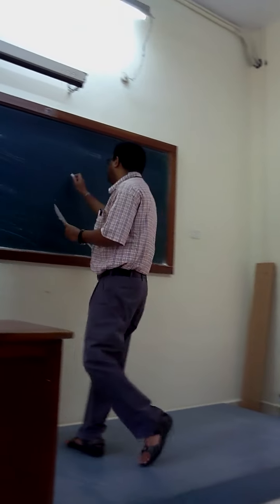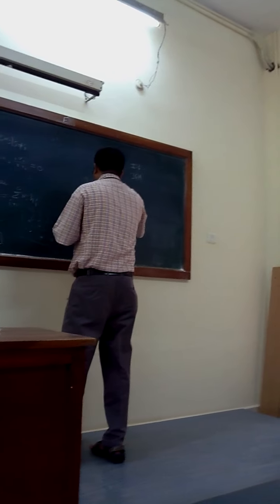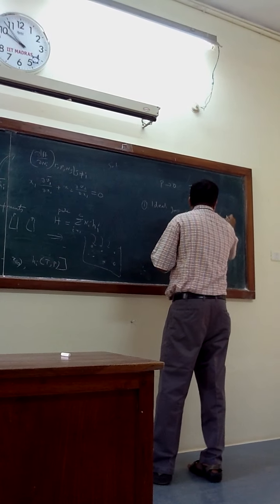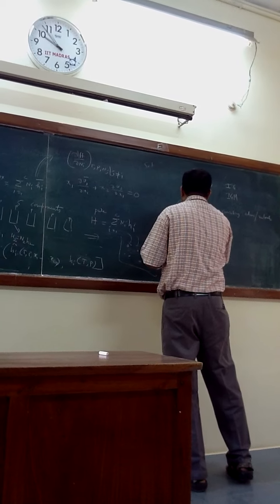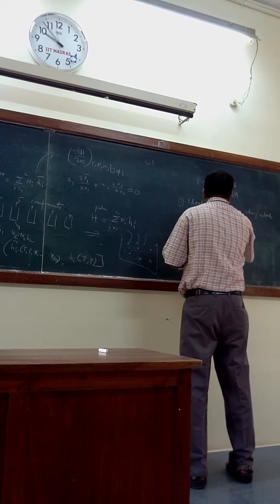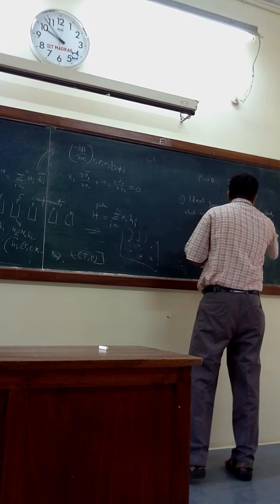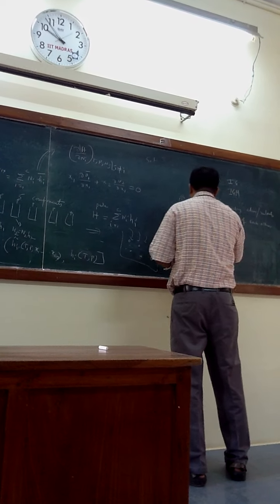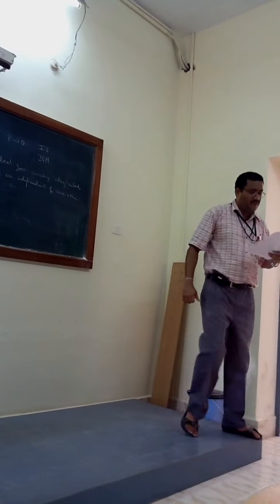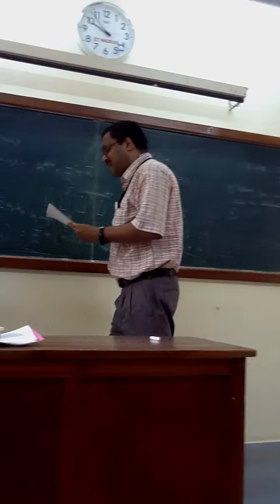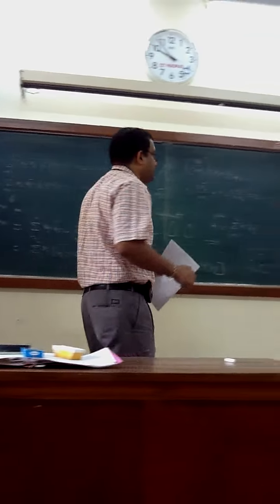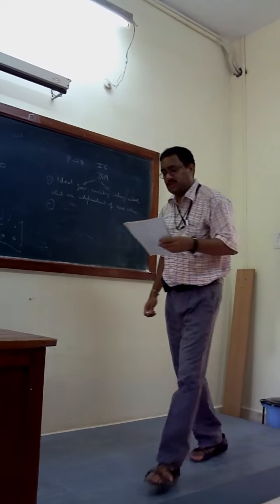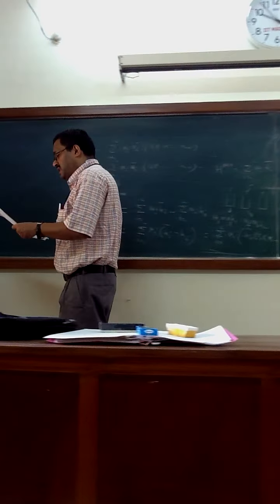So first thing, an ideal gas consists of atoms or molecules which are independent of each other. Number two, these atoms or molecules do not occupy any volume, and there are no attractive forces between them. I am talking about IG and IGM. These properties are valid for IG and IGM, not for any mixture. So number two property is, these atoms or molecules do not occupy any volume and there are no attractive forces between them.